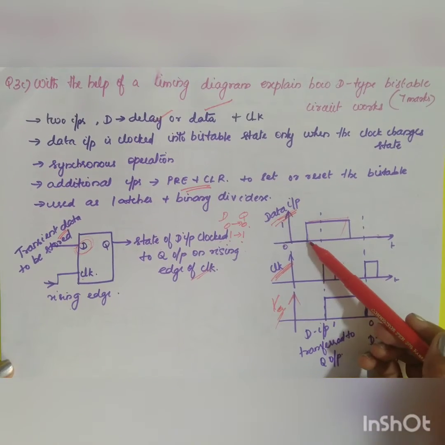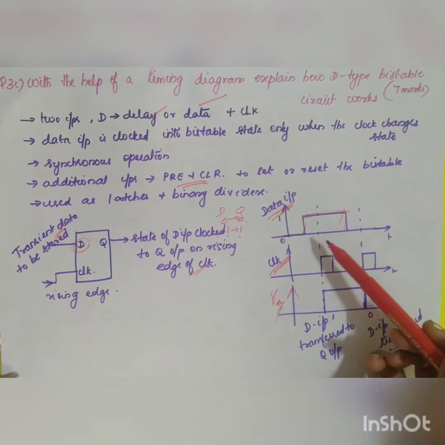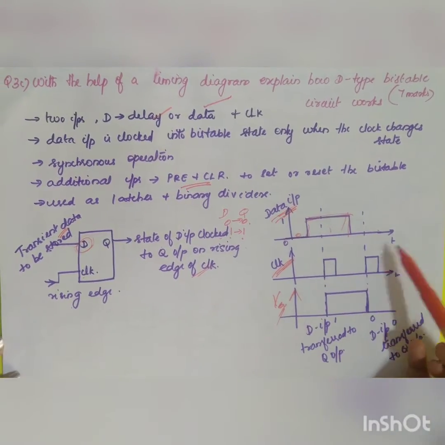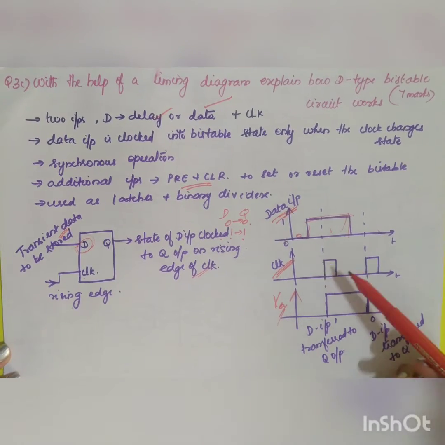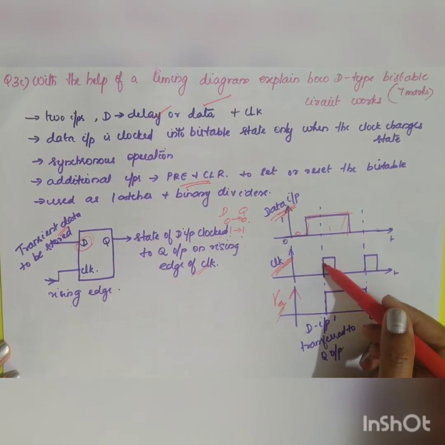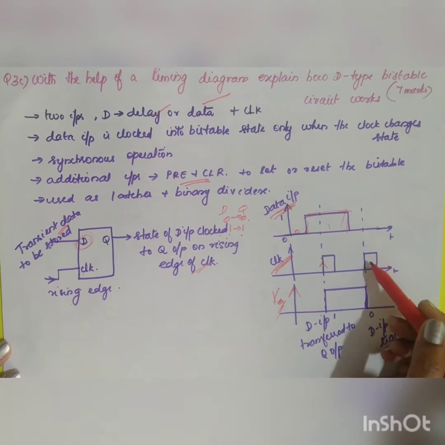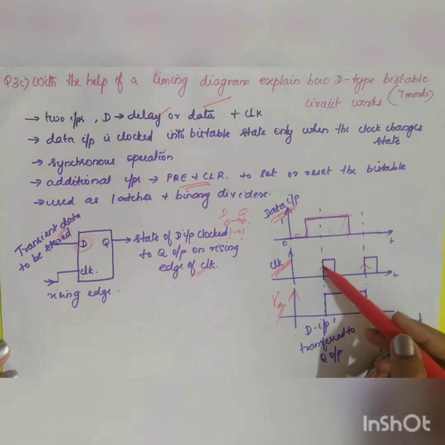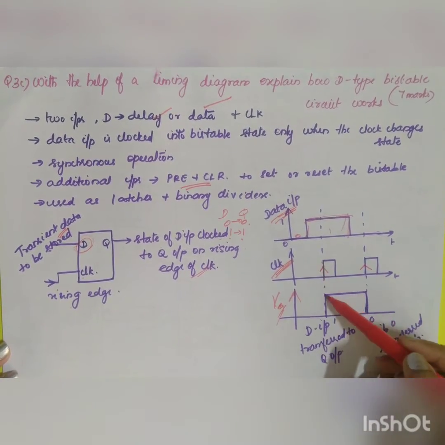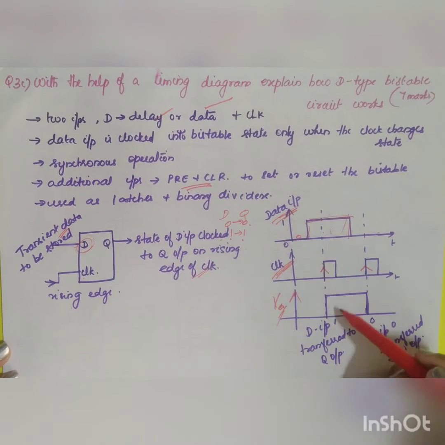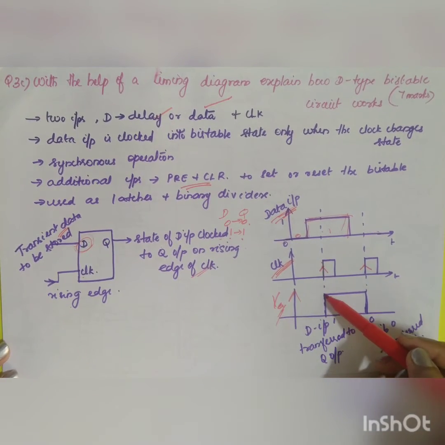So in the case of data input, you have a signal which is 0 and 1. Clock, you have during the rising edge. So where will your clock work? During the rising edge it will work. So during this rising edge, what will happen? Your data will be transferred to the Q output.